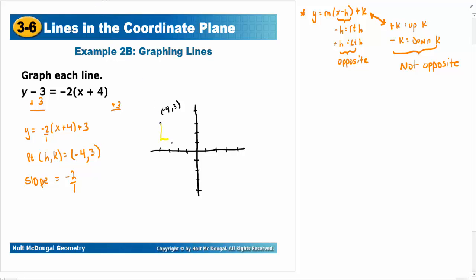Actually, yeah, I'll do that. And then again, where am I? Looks like I'm going 1, 2, 3, negative 3, and up 1. Okay, that's my slope, and connect your points, and you got your line. And that is graphing using point slope form.